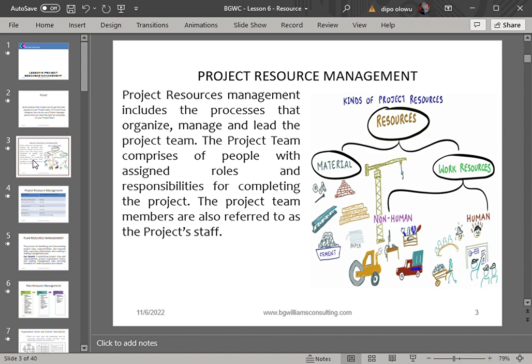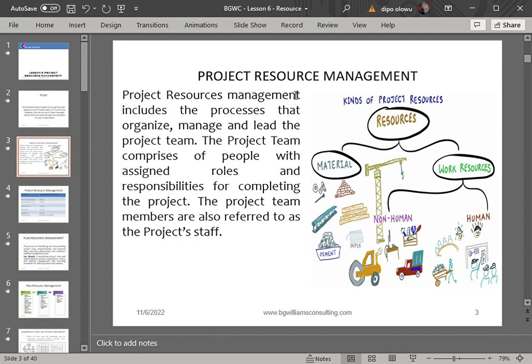Roles and responsibility. So as you can see on the screen, it is a process that organizes, manages, and leads the project team. So, to say it easily, the summary of project resource management is how the project manager intends to assign roles and responsibility to all team members, other material resources or equipment that will be used in completing the project.